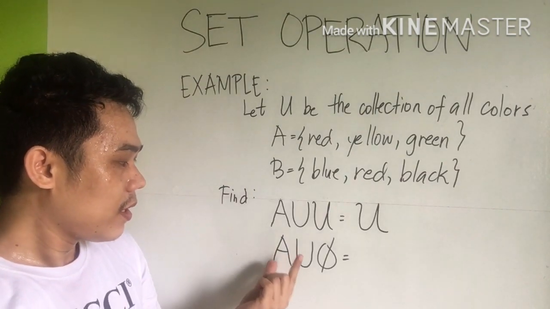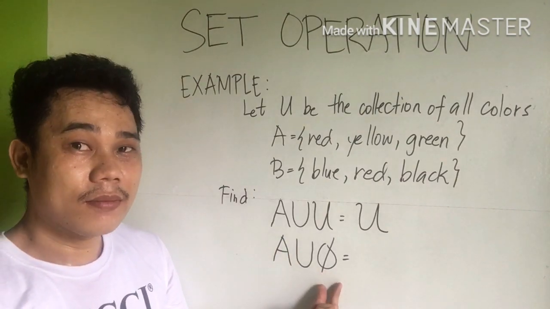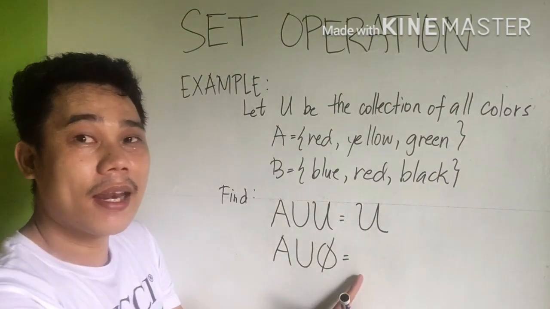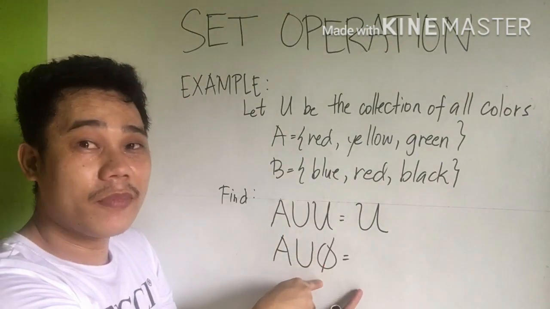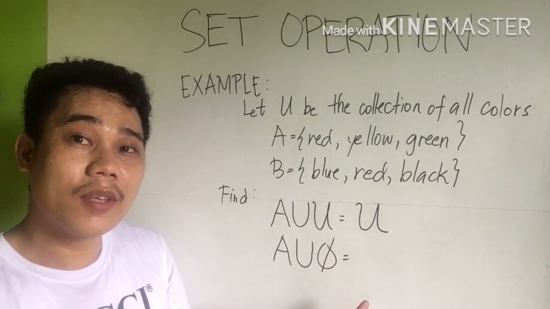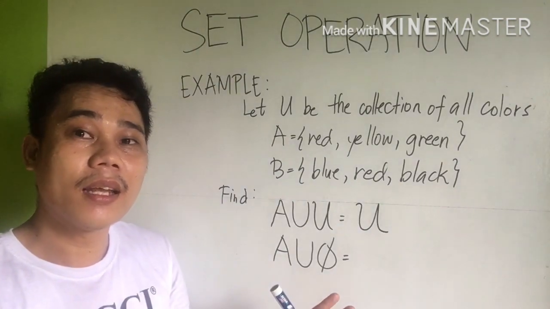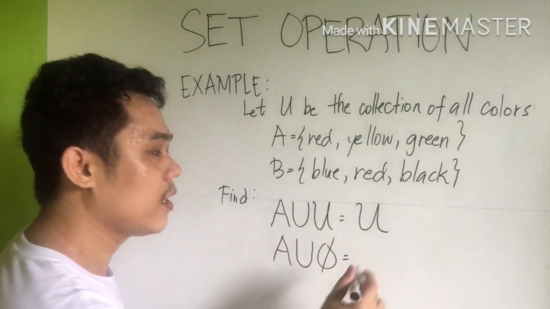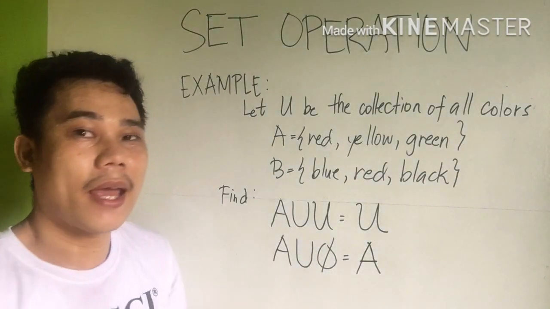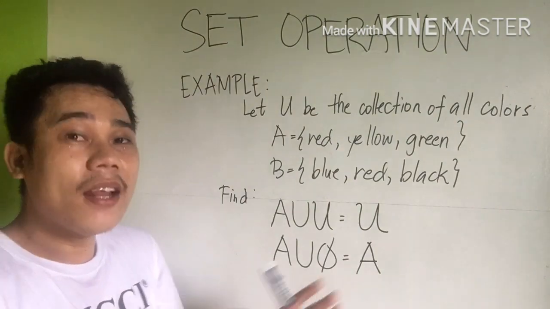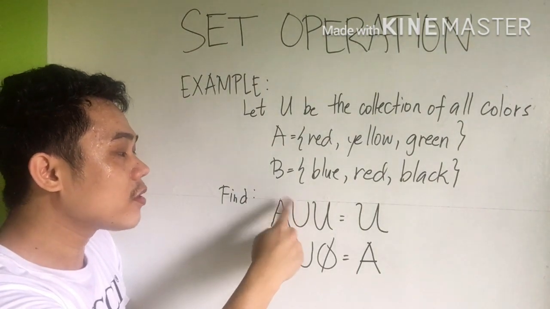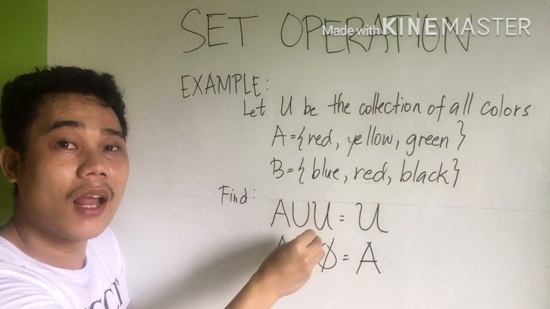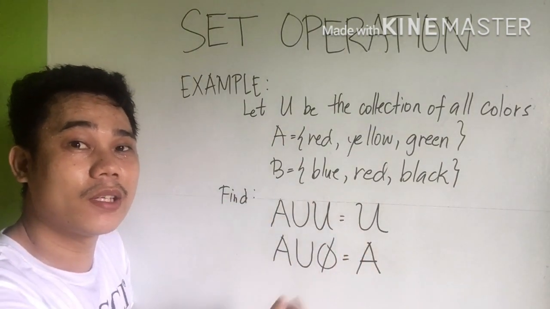Next naman, A union empty. So, ang ibig sabihin nito, isulat muna natin ng A and then lagyan natin ng elements from empty. Pero walang laman yung empty. So, in other words, ang nalista lang natin is yung A. Kasi pag lagyan natin ng empty, wala na yung elements yung empty. So, this will just be A. In general, kahit anong elements or kahit anong set, pag i-union mo sa universal, the answer would always be the universal set.